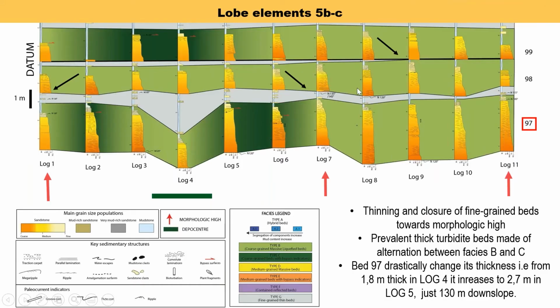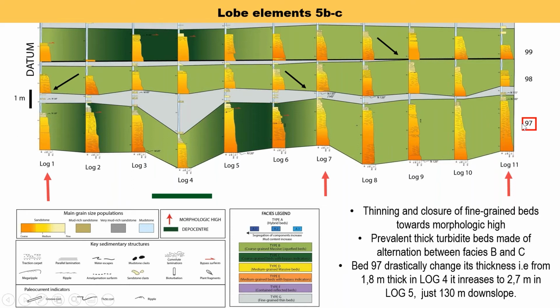This second flattening includes the lobe elements 5B and C. And again, here we can see the thinning and pinching of the fine-grained portion in proximity of the morphological high. These lobe elements are composed prevalently of thick-bedded turbidite made by alternation between facies C and B.